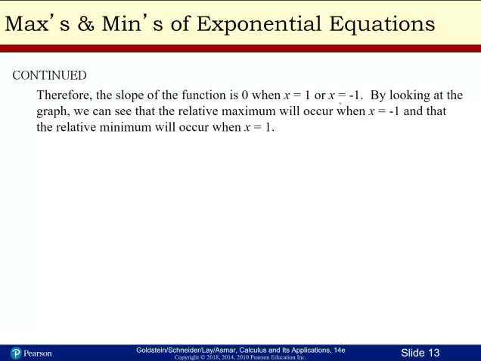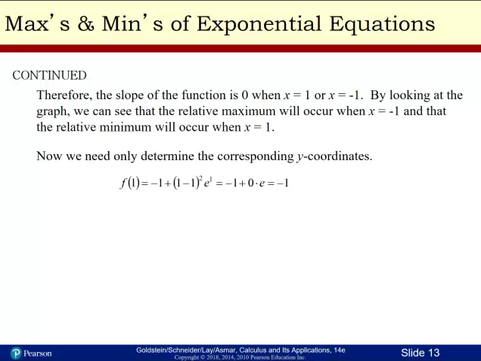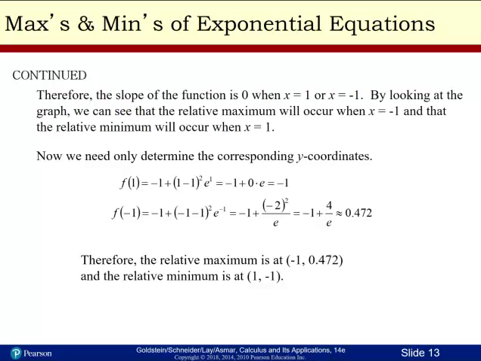Now by looking at the graph, we can see that the relative max will occur when x is negative 1 and that the relative min will occur at x equal to 1. That's really nice. Now all we need is just to determine those corresponding y coordinates. So I'll just plug in a 1 to my original function, and I'll plug in a negative 1 to my original function, do that computation, and I get that we have a relative maximum at negative 1, 0.472, and a relative minimum at x equal 1, y equal negative 1.